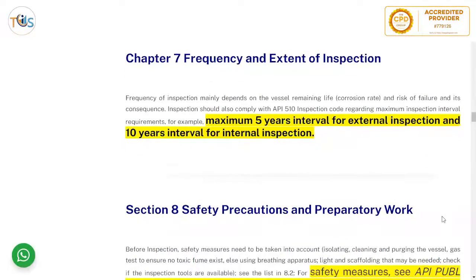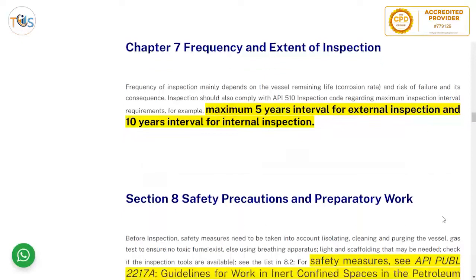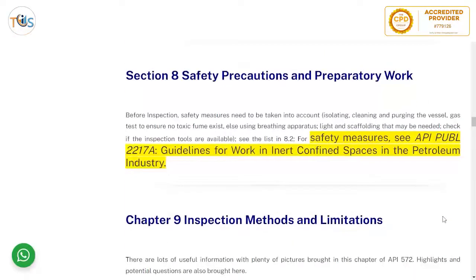Chapter 7, frequency and extent of inspection. Frequency of inspection mainly depends on the vessel remaining life, corrosion rate, and risk of failure and its consequence. Inspection should also comply with the API 510 inspection code regarding maximum inspection interval requirements. For example, 5 years maximum for external inspection and 10 years maximum for internal inspection.